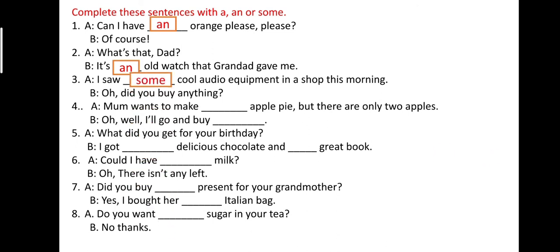Next we have: I saw some cool audio equipment in a shop this morning. The word equipment here is an uncountable noun, so we're going to use some. We cannot use a or an here. Mom wants to make an apple pie. Oh well, I'll go and buy some.